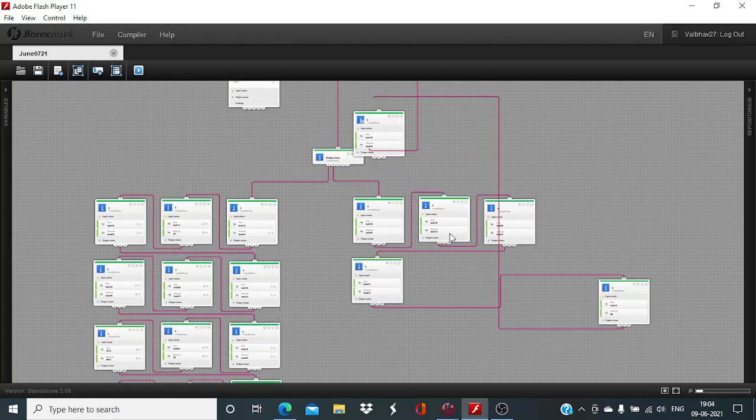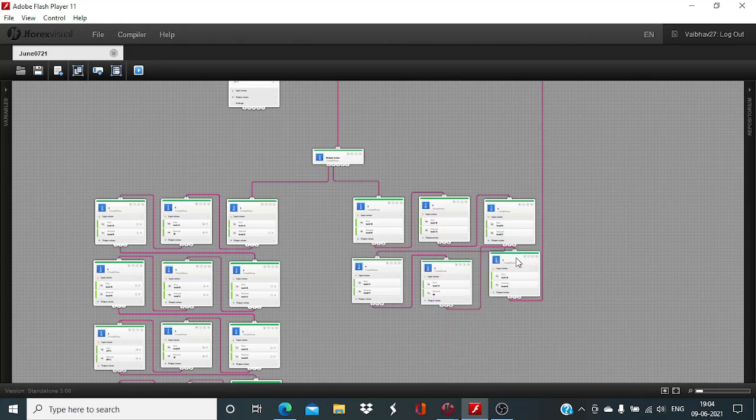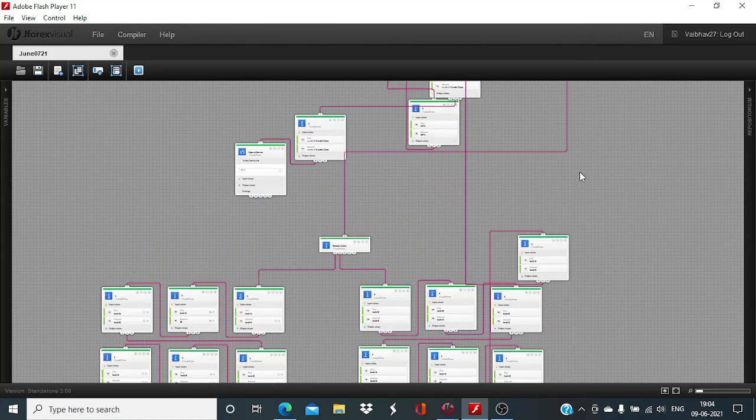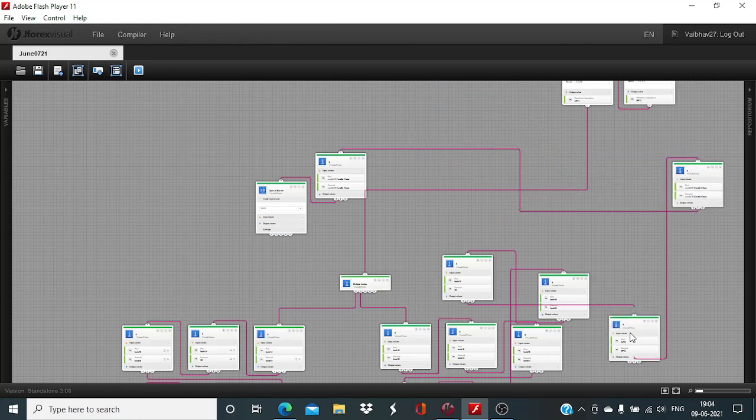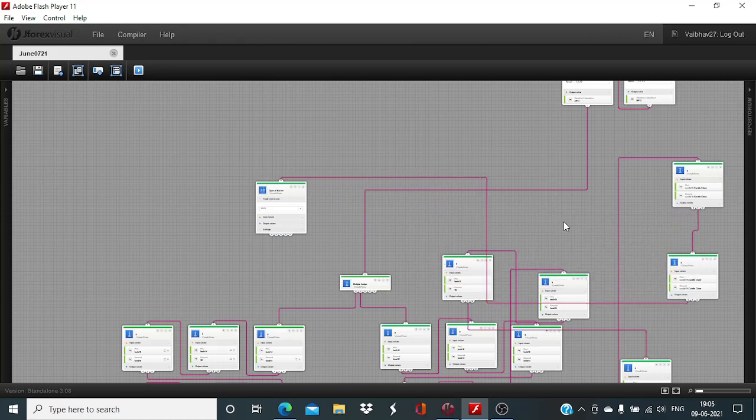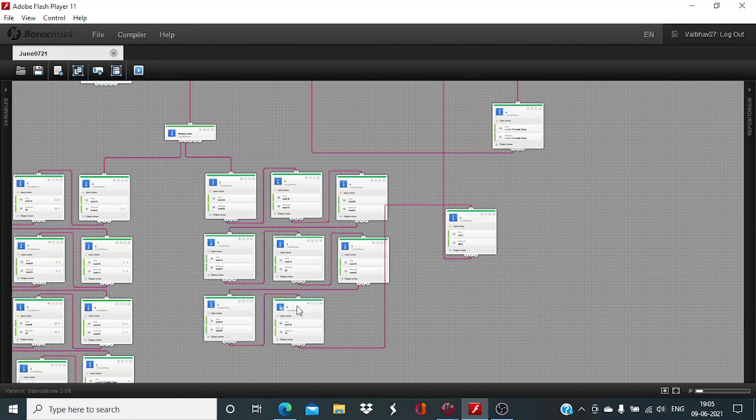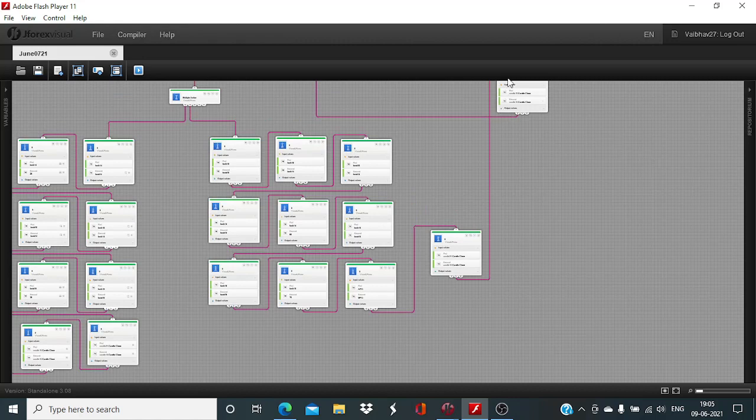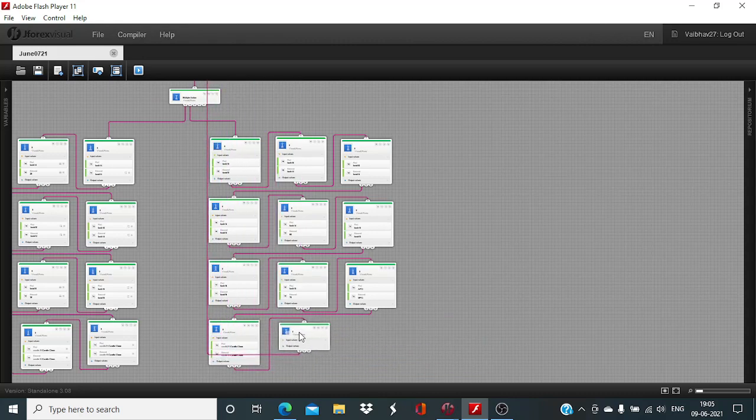Some other block needs to be put in place, not this one. Okay, this is the right one. And 5 more. So this is done.